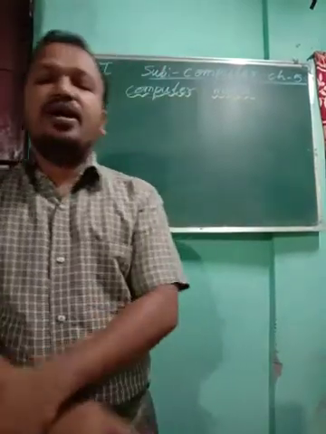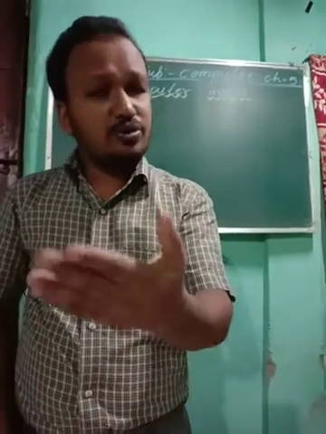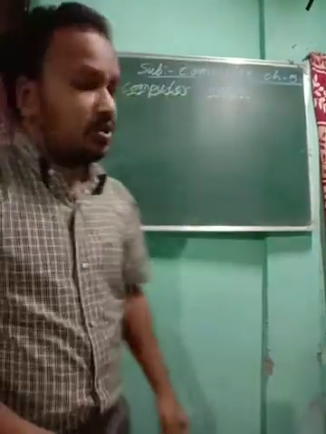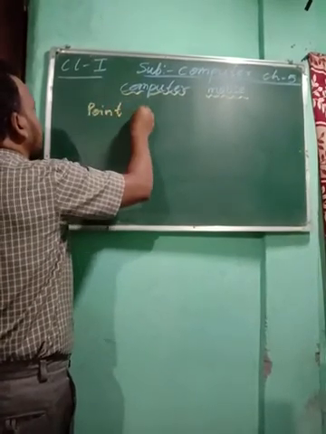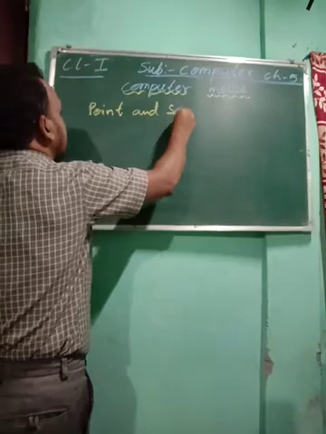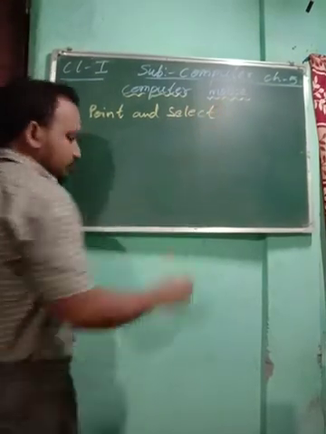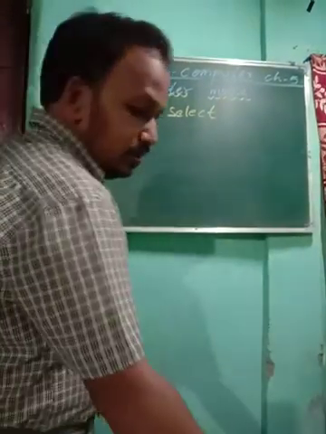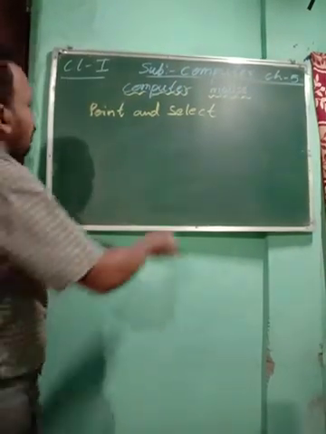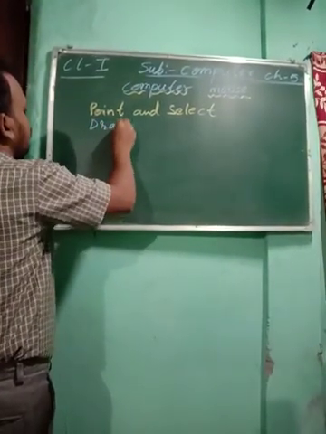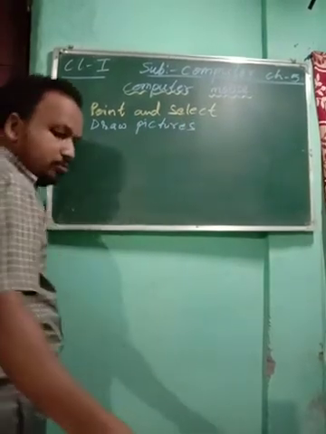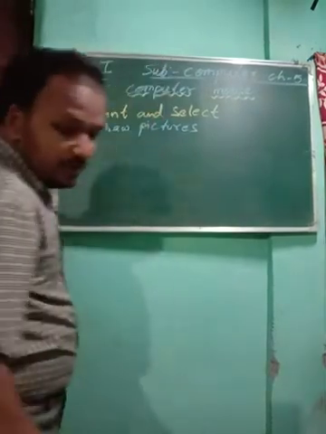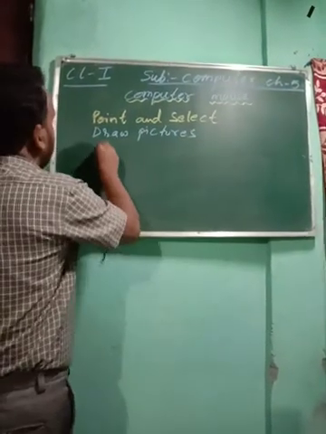So I have taught you, it helps to point and select, it helps you to draw pictures, it helps you to play games. So the computer mouse helps to point and select. After that, it helps you to draw pictures. After that, what I have taught you, it helps to play games.